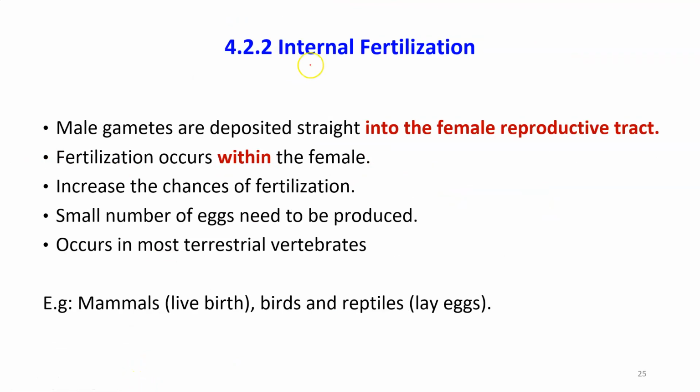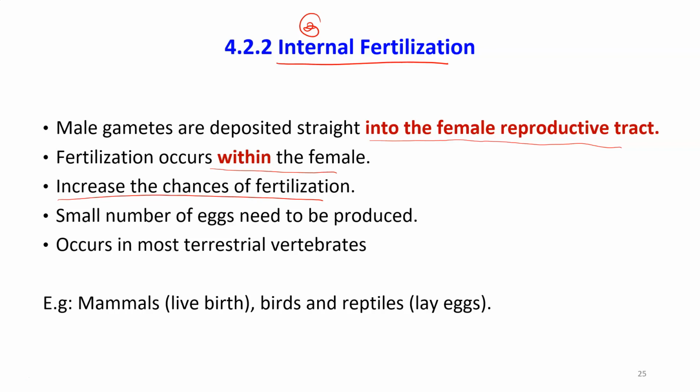Okay, so the second type of fertilization is internal fertilization. It says here, male gametes are deposited straight into the female reproductive tract. Fertilization occurs within the female. This will increase the chance of fertilization because the gamete will be protected, because it is inside the female reproductive tract.